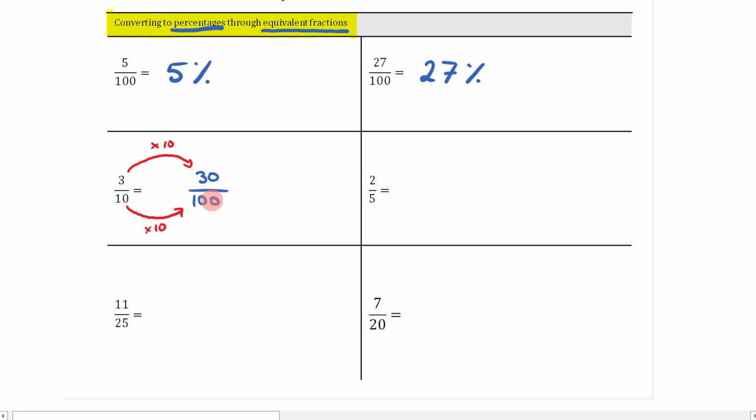Do you see how we have taken this fraction and created from it an equivalent fraction such that the denominator is 100? And now that we have a denominator of 100, we can create a percent, and that means we're going to be left with 30%.